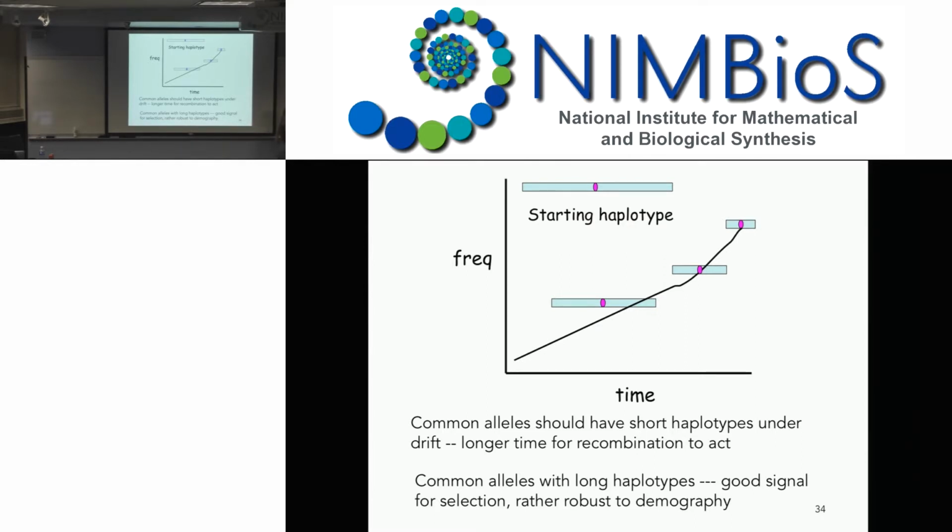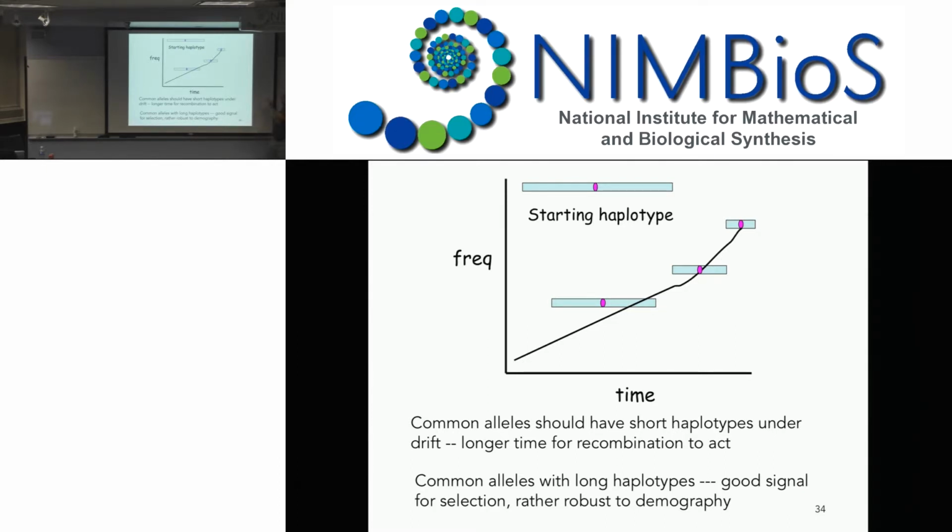So what you might expect is, if this is time, an old allele, a common allele under drift is an old allele. An old allele has a small block of LD. So a broad class of very powerful tests basically ask, do I have common alleles with large haplotypes? You basically contrast the two or more alleles at a site to control for local recombination rate, but the basic idea is common alleles with long haplotypes are a good signal for selection, and they're rather robust against demography.